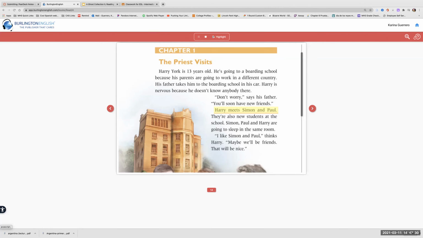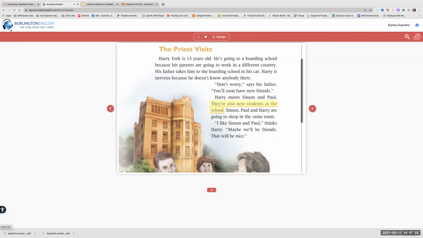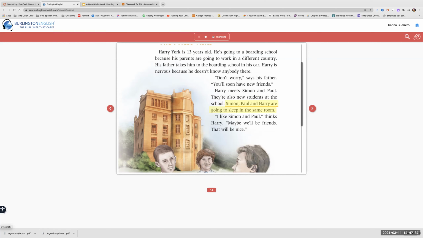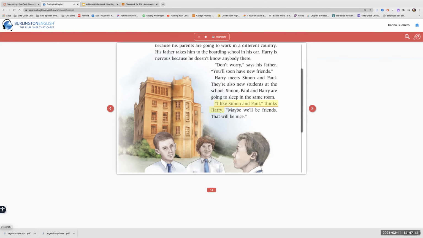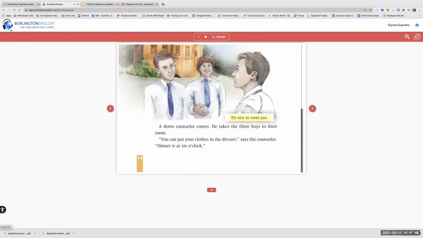Harry meets Simon and Paul. They're also new students at the school. Simon, Paul, and Harry are going to sleep in the same room. I like Simon and Paul, thinks Harry. Maybe we'll be friends. That will be nice. It's nice to meet you, Harry says. A dorm counselor comes. He takes the 3 boys to their room. You can put your clothes in the dresser, says the counselor. Dinner is at 6 o'clock.